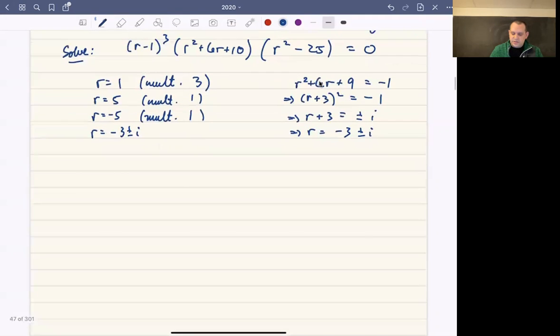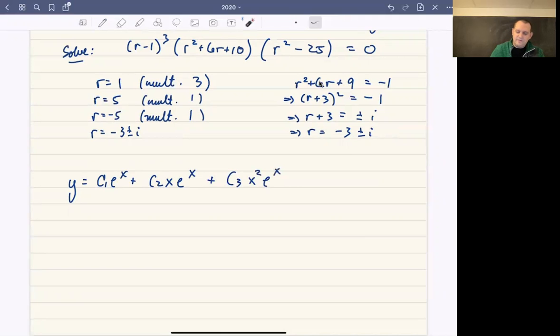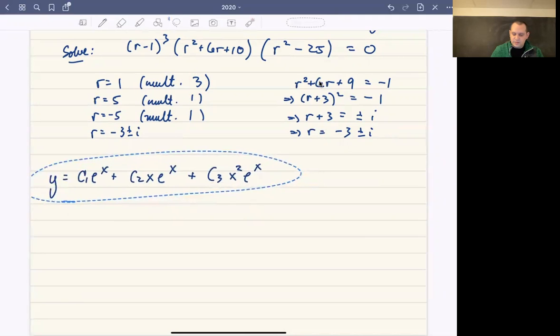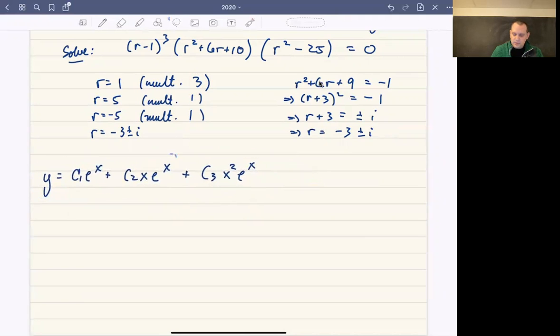And therefore, our general solution is going to have c1 e to the 1x plus c2 x e to the 1x plus c3 x squared e to the 1x. And we have multiplicity 3 for the solution. So that means that we're going to have 3 e to the x terms. So we'll have a constant times x, and a constant times x squared in front there. And I'm going to need a little bit more room. So let's squeeze this in here. So we'll just move these terms over just a little bit.